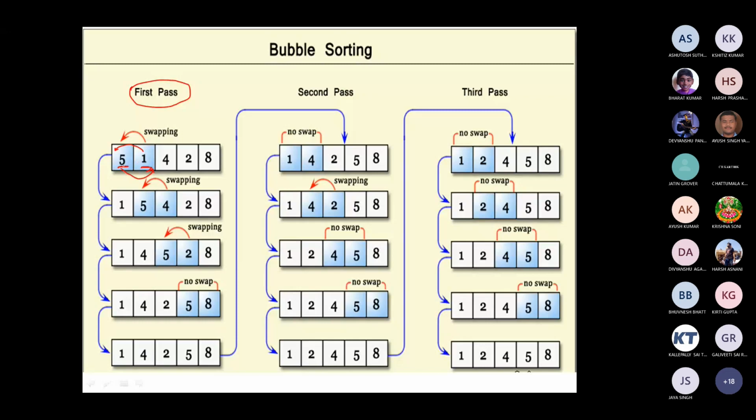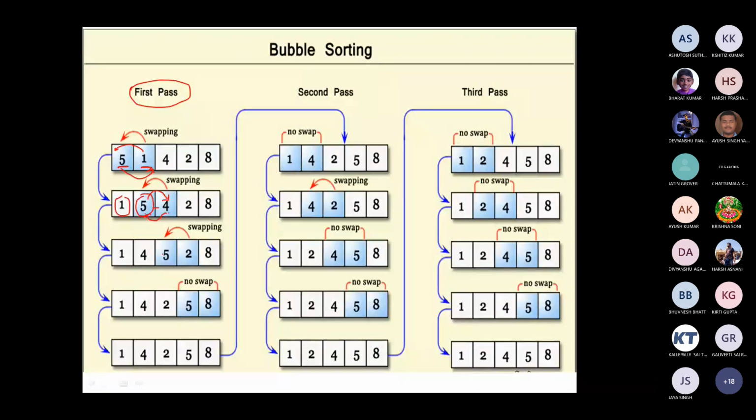So check here, 5 is greater than 1, so that is why we swap. After swapping, 1 comes here and 5 comes here. So we start with the first two elements, then the second and third, so 5 and 4. We compare these two, 5 and 4. 5 is greater than 4, so we swap the positions of those two values. Now look, 4 comes here and 5 comes here.